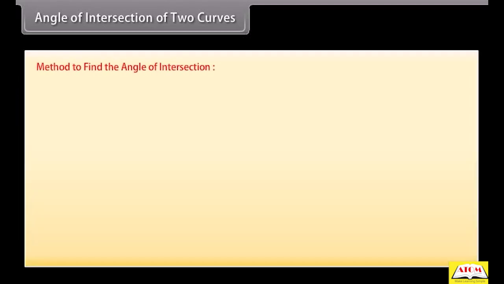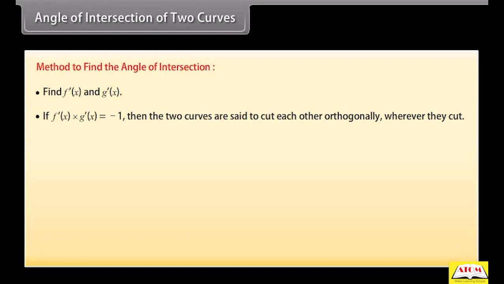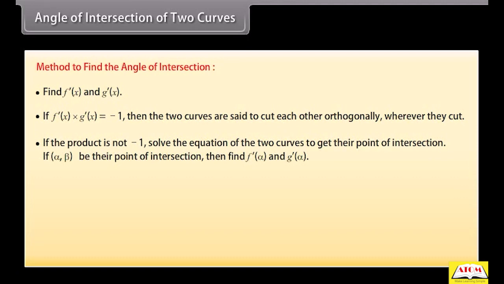Method to find the angle of intersection. Find f'(x) and g'(x). If f'(x) into g'(x) equals minus 1, then the two curves are said to cut each other orthogonally wherever they cut. If the product is not minus 1, solve the equation of the two curves to get their point of intersection. If (alpha, beta) is their point of intersection, then find f'(alpha) and g'(alpha). Let m1 = f'(alpha) and m2 = g'(alpha).